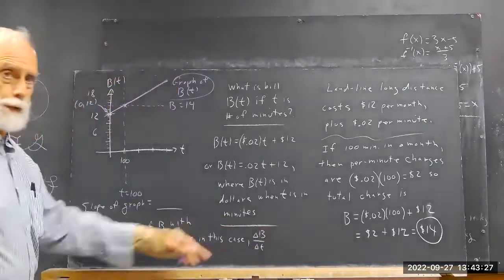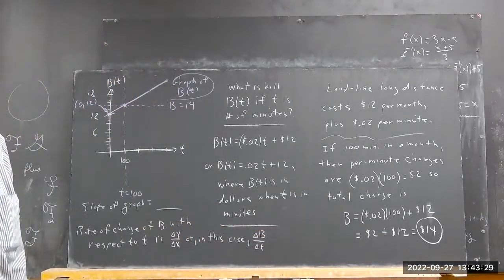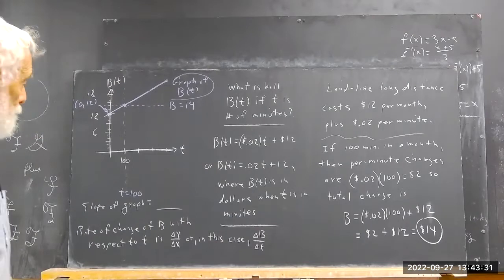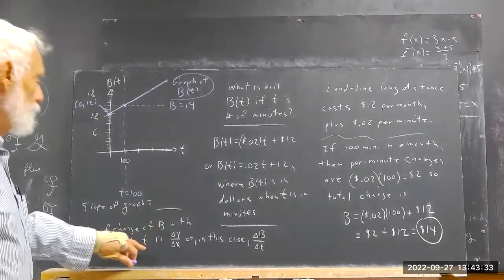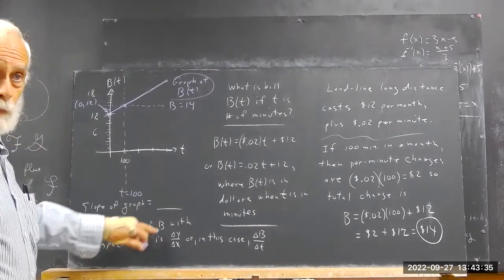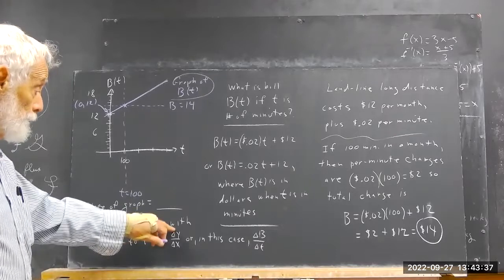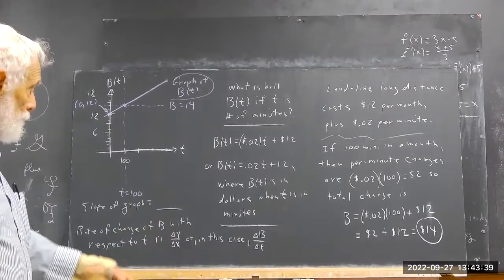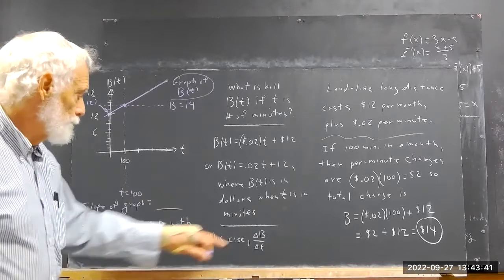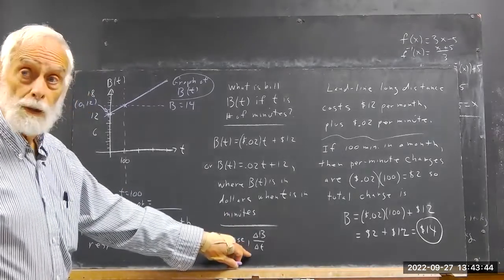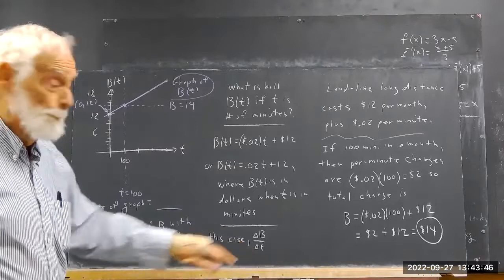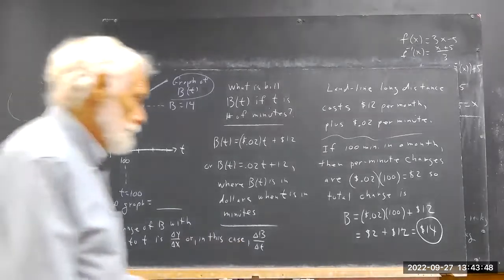It's delta B over delta T, because it's a change of B with respect to T. If it was change in Y with respect to X, it would be delta Y over delta X. But it's change of B with respect to T, so we translate that to change of B over change of T.